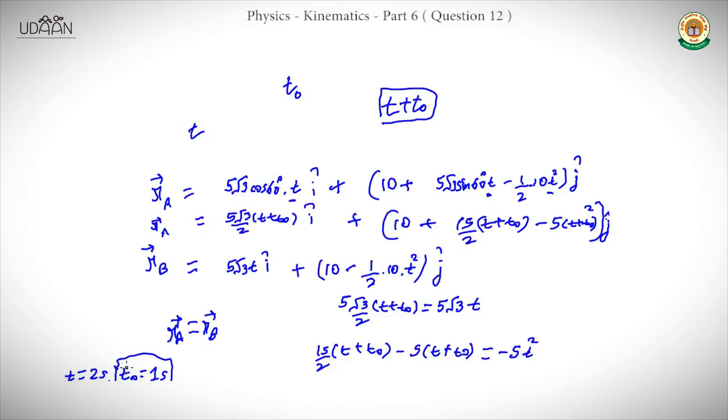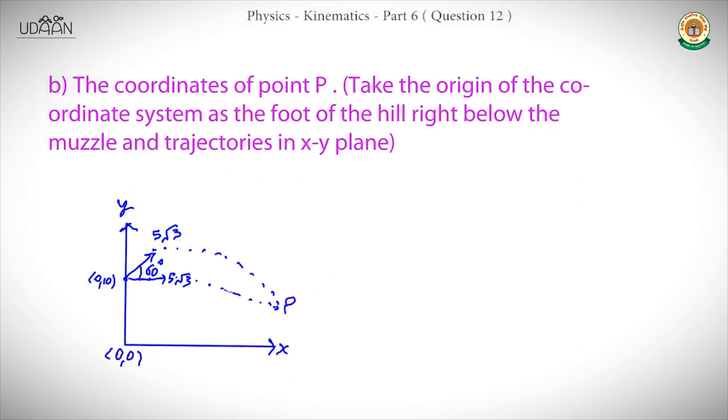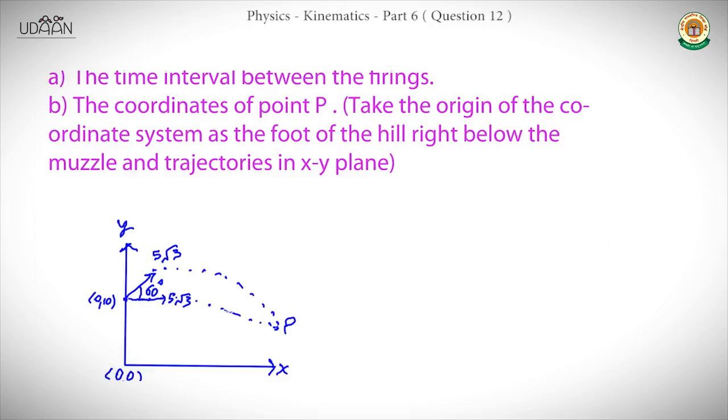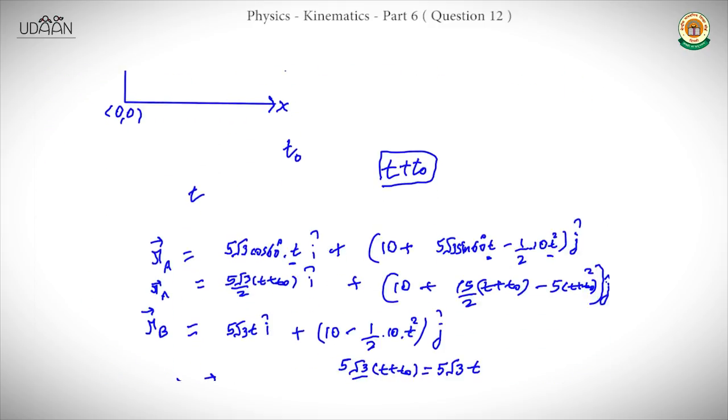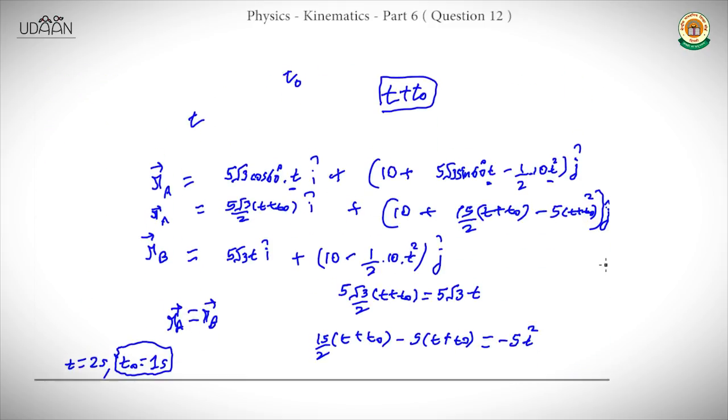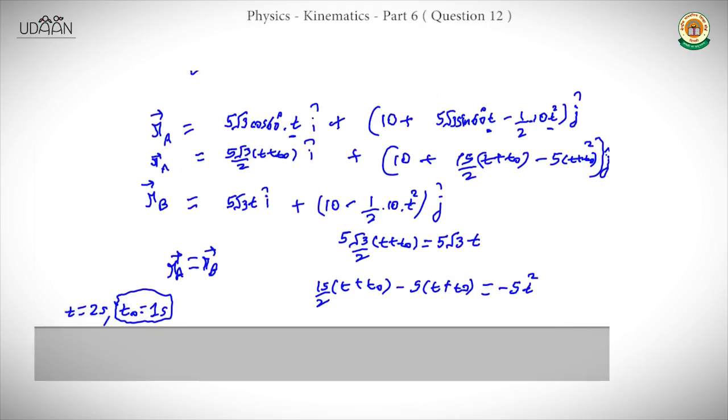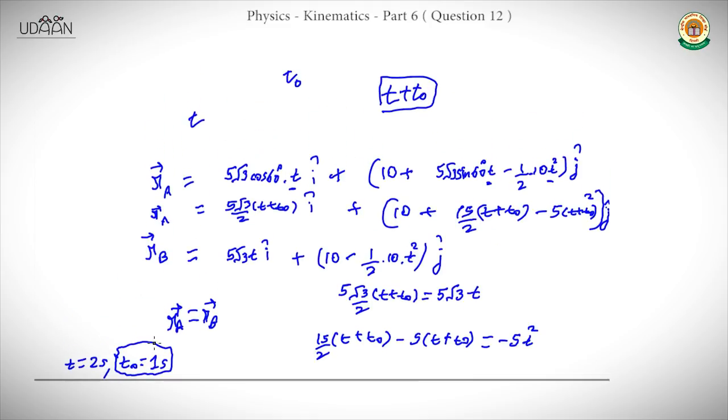Now what do I have to do in the second part? In the second part I have to find the coordinates of point P. Since I know both t and t0, I will put the values of t and t0 in either RA or RB and find the position vector simply. That will be the position vector of the point P. I also leave that to you, because we have the value of t as 2 seconds. Just put it in RB.